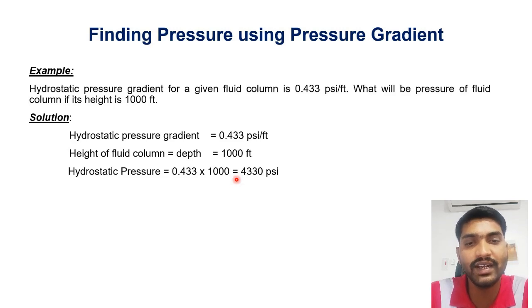So if we summarize, what we have learned is the pressure gradient. Then how to calculate pressure gradient, in two ways: if we have the pressure and depth, we divide the pressure by the depth and get the pressure gradient. Then if we have the density of a fluid and want to calculate the pressure gradient, we multiply 0.052 with the density of the fluid, and we get the pressure gradient. Third, we learned how to convert the gradient into pressure. If we have the pressure gradient for a particular formation or fluid column, we just multiply it with the depth, and we get the pressure.